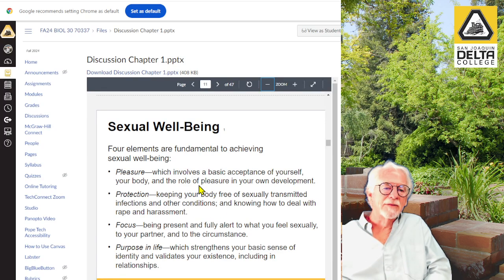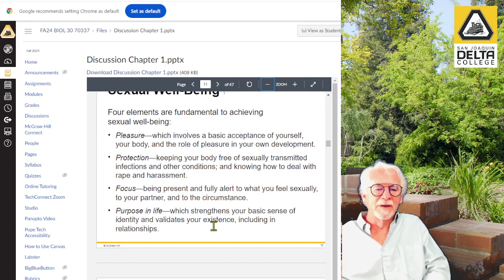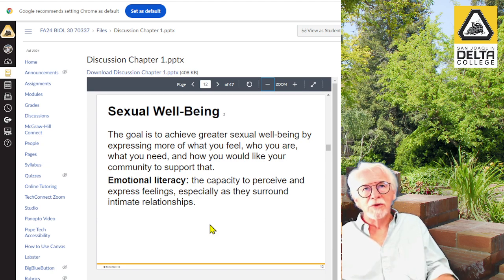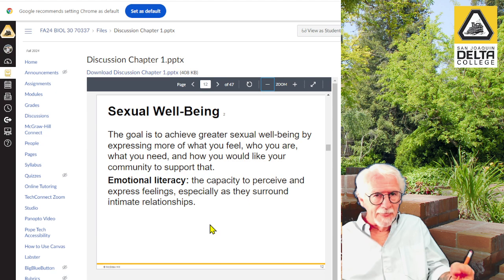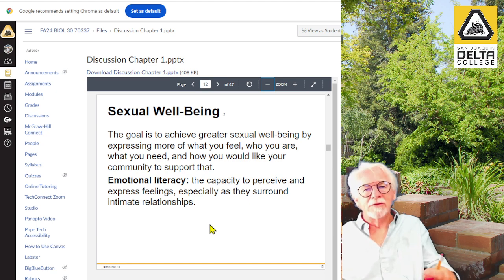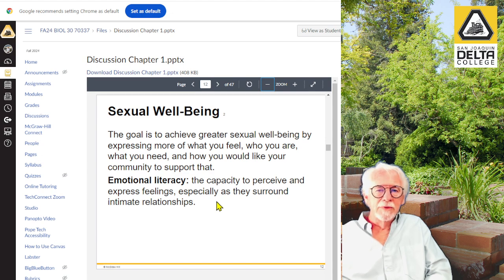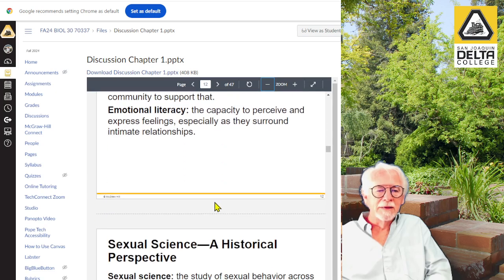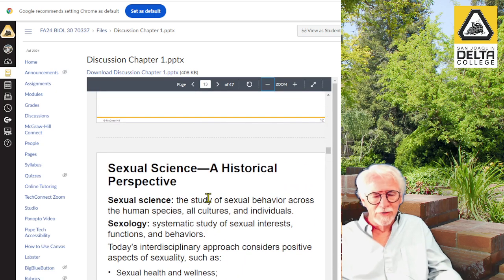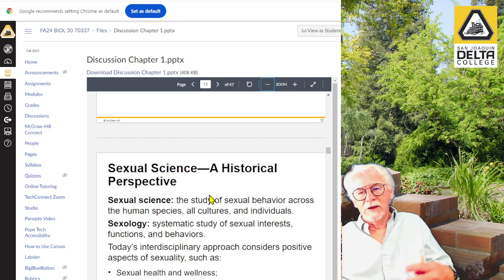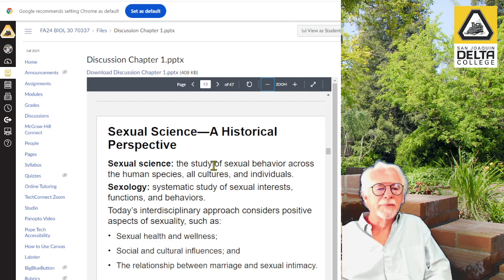Here we go. The four elemental fundamentals of achieving sexual well-being: pleasure, protection, focus, and a purpose of life. Emotional literacy, right? Most humans have emotional attachments to sex for the most part. Not every act, but that's how we are as human beings. We connect emotionally through sex, and that's one of the things we focus on during the class: growing that emotional stability, that emotional knowledge of ourselves and how we operate, and making ourselves happy.